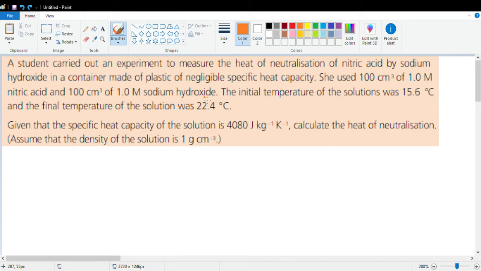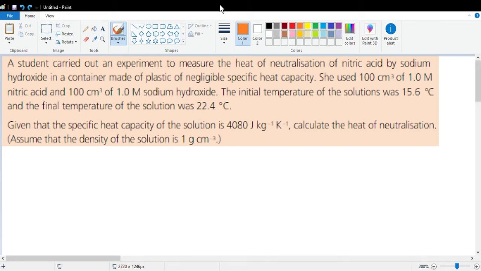Alright, so as promised, a video to go through the example on page 375, so you can read along there if you want, and I'll just talk you through it as well. So first of all, we'll just read through the question and underline any important information.